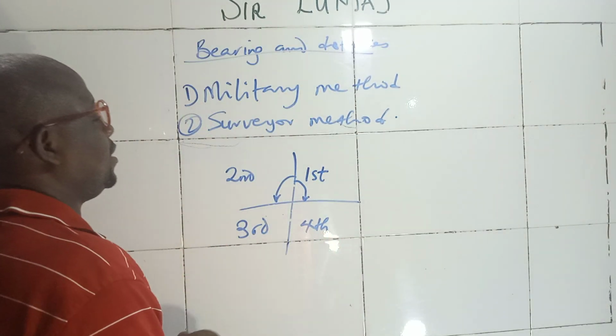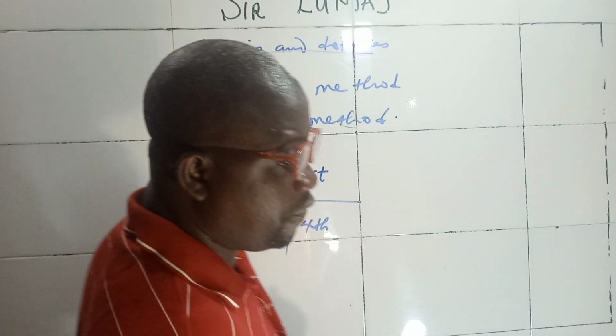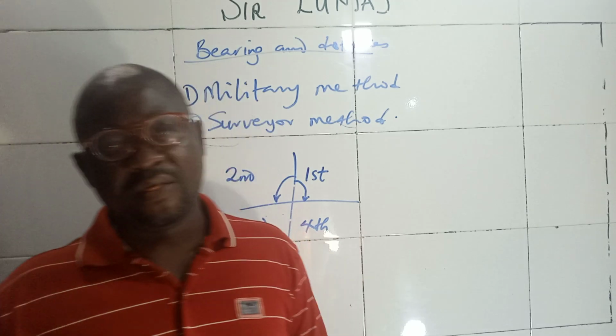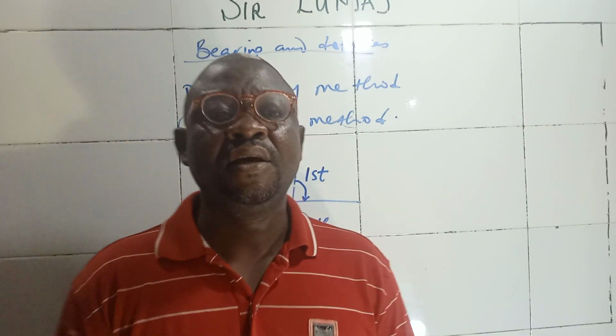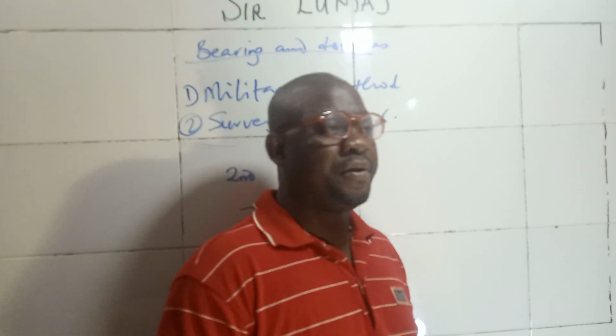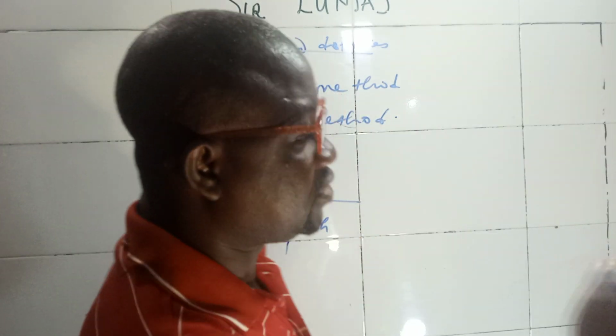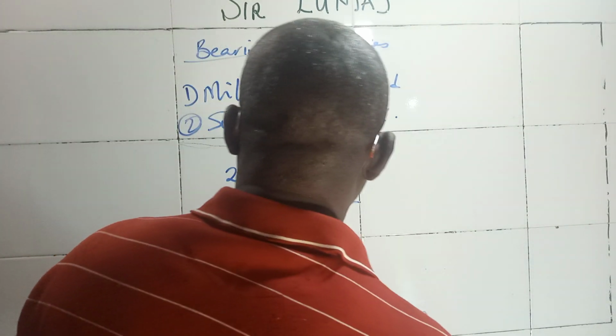So in bearing and distances, somebody can be moving from one point to another, but the person will be changing direction. Then you are asked to calculate the bearing of that person from the initial position to the final place, and the distance covered by that person.